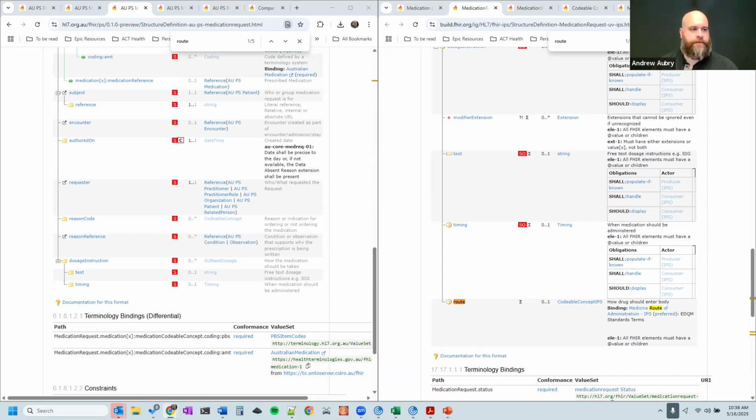Does the timing create any issues for anyone, having that element? It's only if known anyway, so probably okay. Again, these are things that we're highlighting to the group: if you're doing the AU patient summary on top of AU core, these are some additional constraints or requirements, or must support elements, that are being brought in effectively from patient summary.